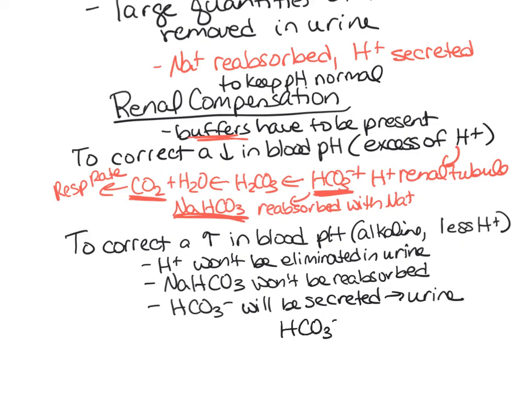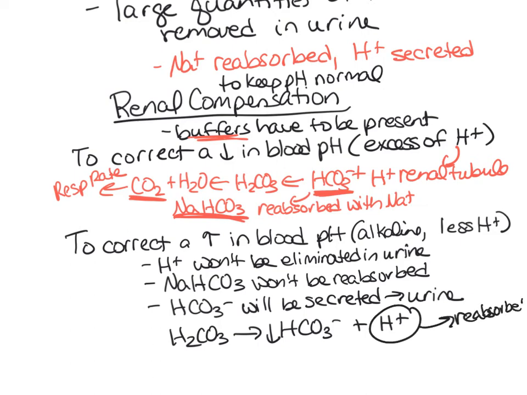When bicarbonate decreases, this will force carbonic acid to dissociate into bicarbonate and hydrogen. So this will increase the number of hydrogen ions, and those ions will be reabsorbed. When the hydrogen is reabsorbed, that means there will be more hydrogen in the blood, which will decrease the pH. And that helps to compensate for what we saw where there was an increase in blood pH. Now we will decrease the blood pH and bring it back to normal.